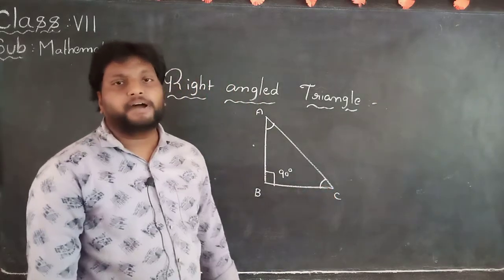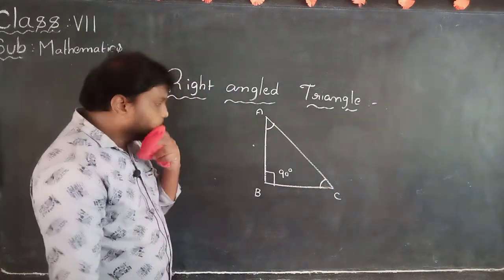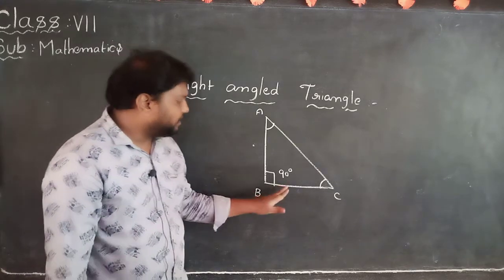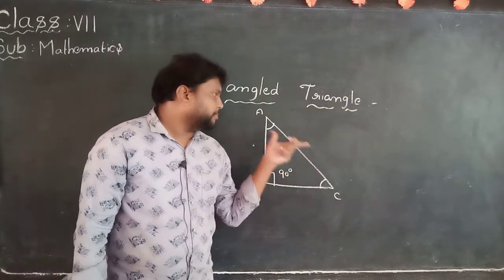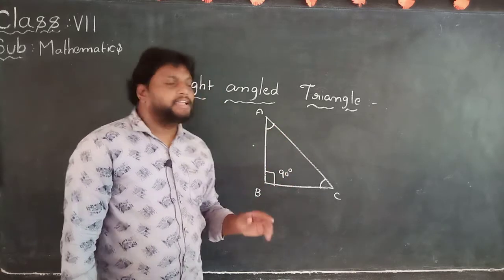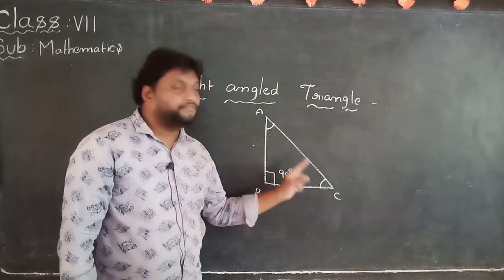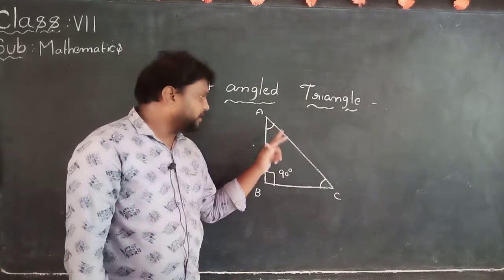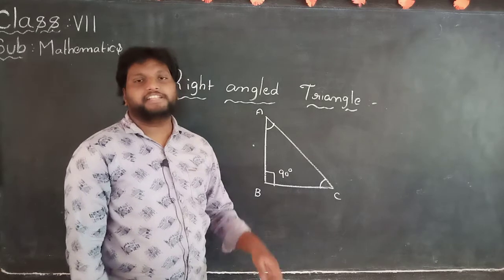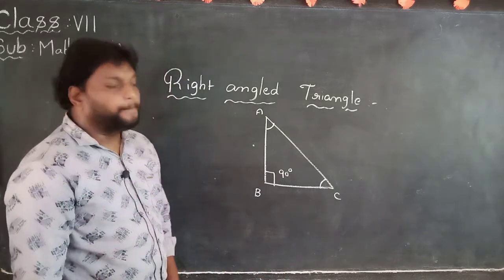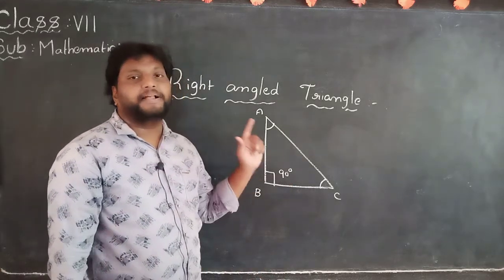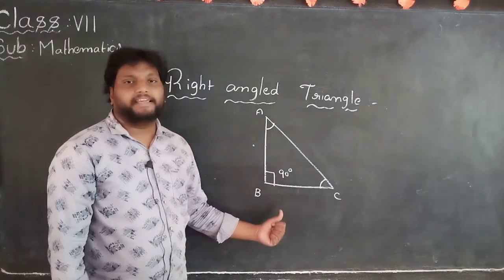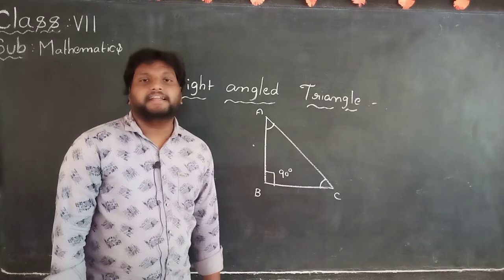Actually, the sum of three angles in a triangle is 180. Out of 180, 90 is here, angle B. Then the sum of the remaining two angles is 90. Then we can take A 50, C 40. Otherwise, A 45, C 45. Otherwise, A is 20, C is 70. Whatever it is, you can take different values. But one of the angles should compulsorily be 90 degrees. Then it is called a right angle triangle.